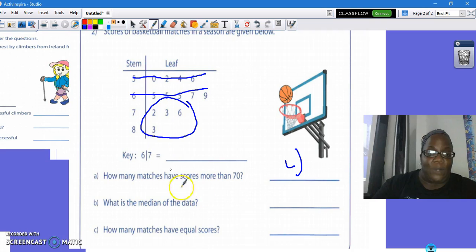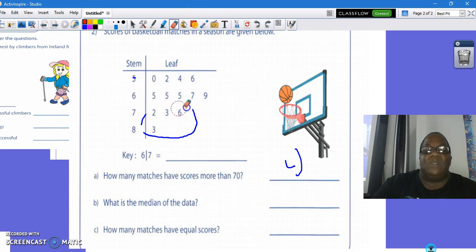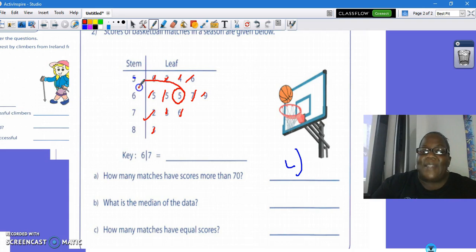What is the median? That's the middle number. Remember when we were doing mean, median, mode, range, you listed out the numbers in order. You don't have to when you have a stem and leaf plot that's already done. They're already in order. So all I have to do is cross off numbers from each end, leaving me 5 in the middle. But this 5 is not by itself. What's the answer to this one? 65.